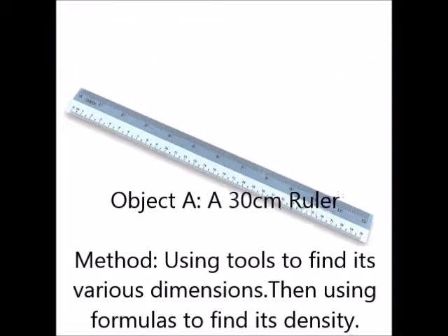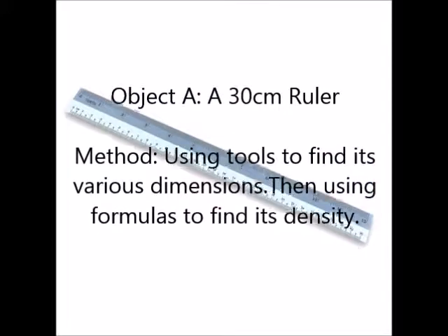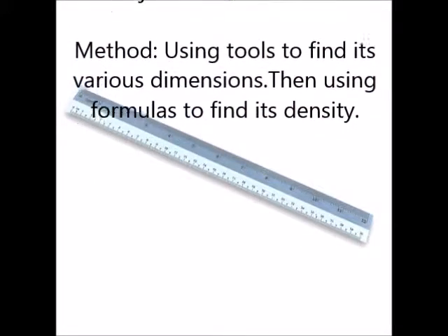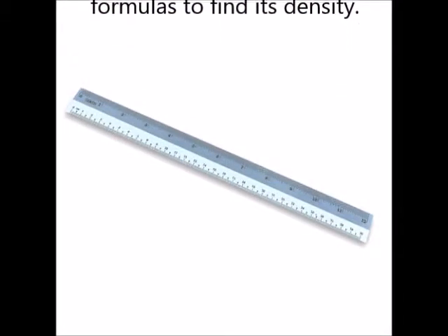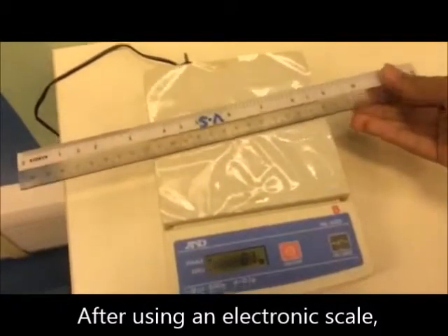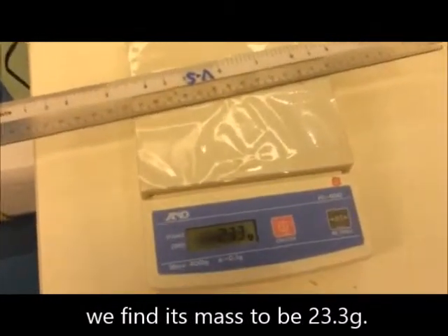Object A is a 30 cm ruler. The method is using tools to find its various dimensions, then using formulas to find its density. Firstly, we find its mass. After using an electronic scale, we find its mass to be 23.3 grams.